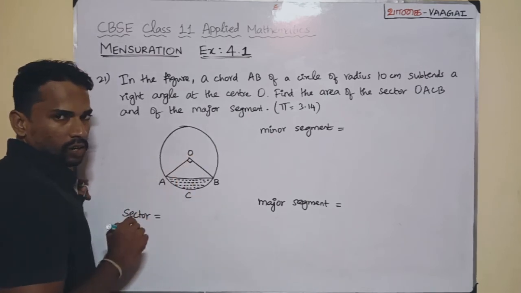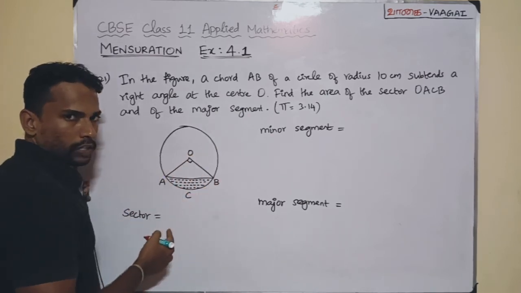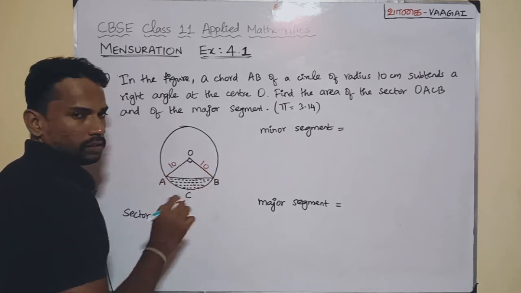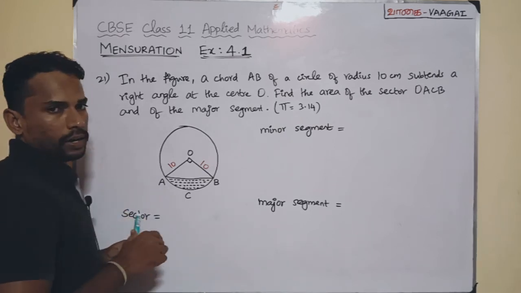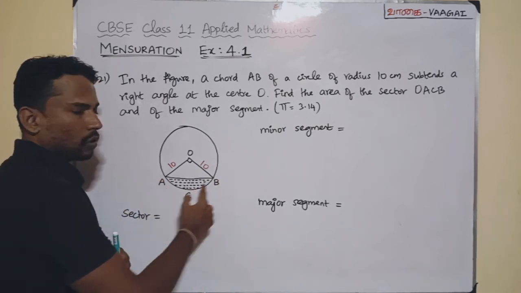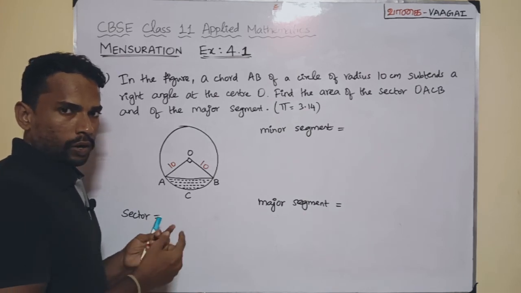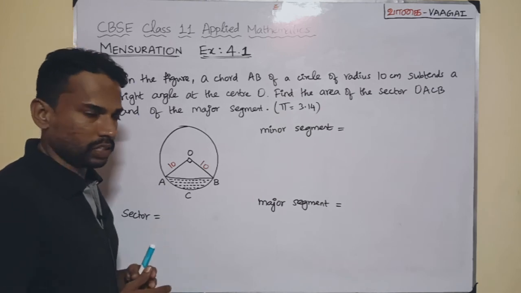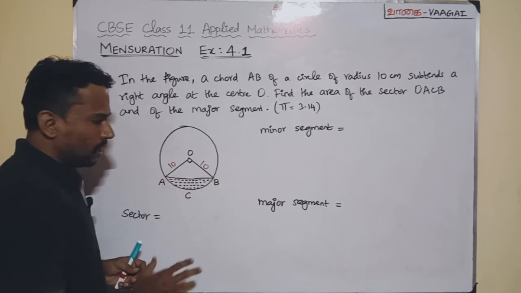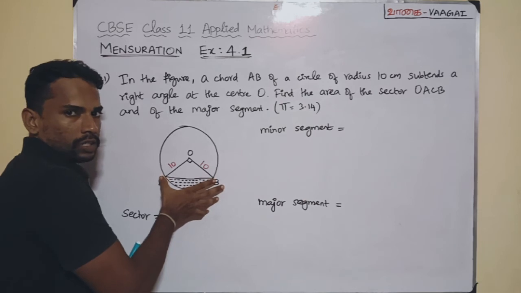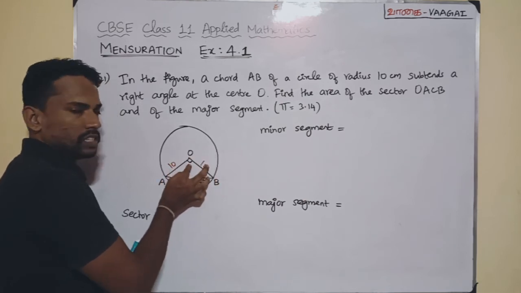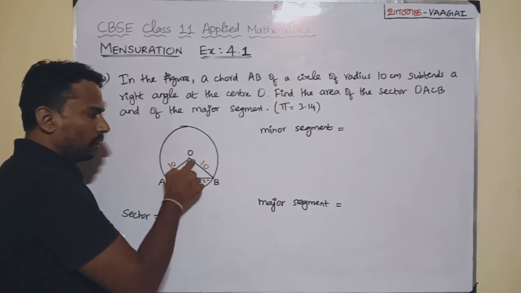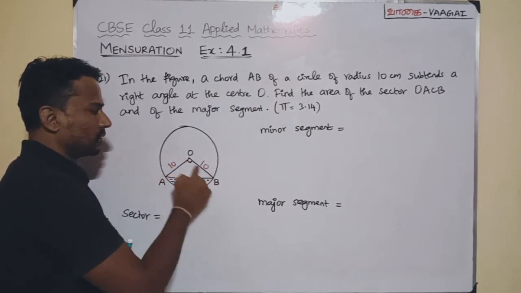So O is the center of the circle, and A and B are 2 points on the circle. That means OA will be 10 and OB will also be 10. This is very clear. Now there is a chord AB. Okay, remember, a line that joins 2 points on a circle is what you call a chord of the circle. So here in that sense, AB is a chord. Now this AB is subtending an angle of 90 degrees at the center of the circle. That's what they tell us. That means this angle AOB will be a right angle.